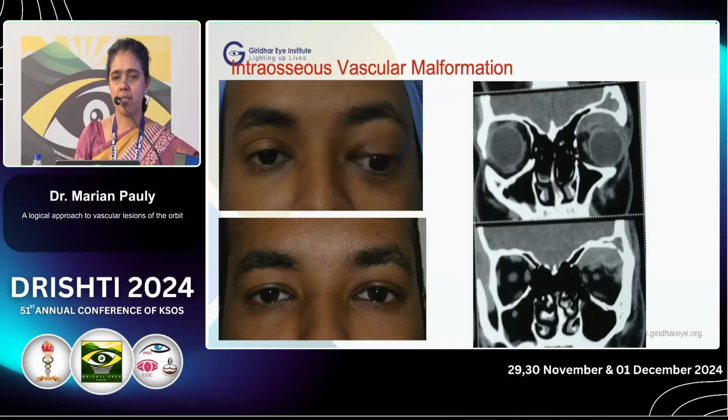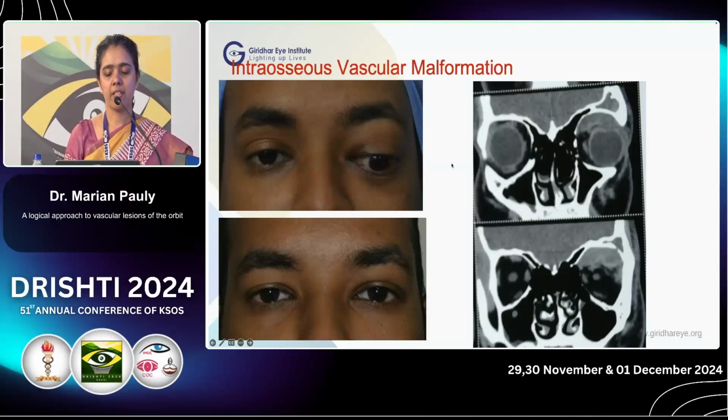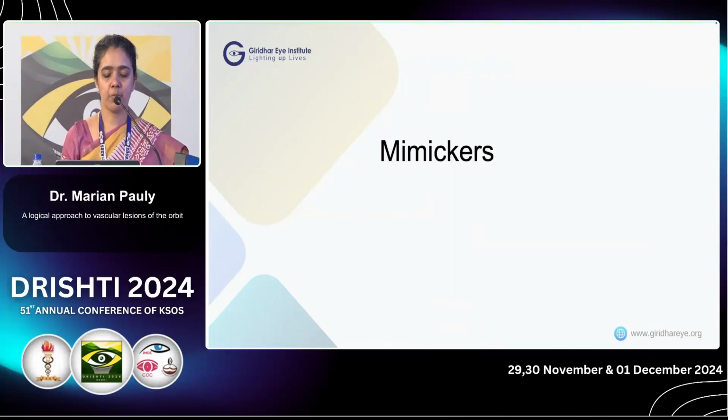Coming to the intraosseous malformation, this is a little tricky. This is a young patient who presented with acute onset bleed and acute onset proptosis. On the scan, you can see a well-defined lesion in the superior orbit. At the same time, you can see a small defect in the bone, with lesions in the frontal bone also. When we saw this defect, we thought of something inflammatory, but intraoperatively it had bled, so we removed the bleed and cauterized the lesion. But he had a recurrence recently.